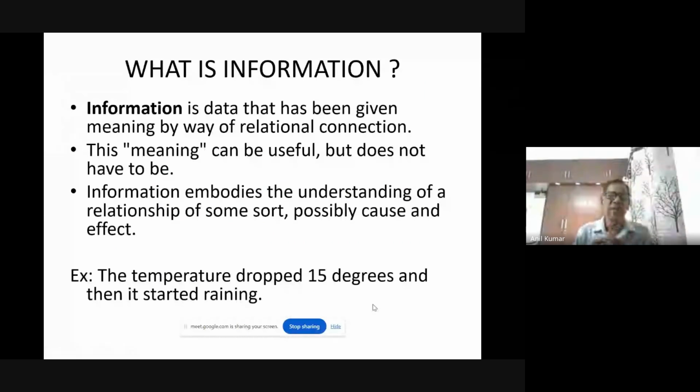Now what is information? Just to make you aware, it is data that has been given meaning by way of relational connections. This meaning can be useful but doesn't have to be.